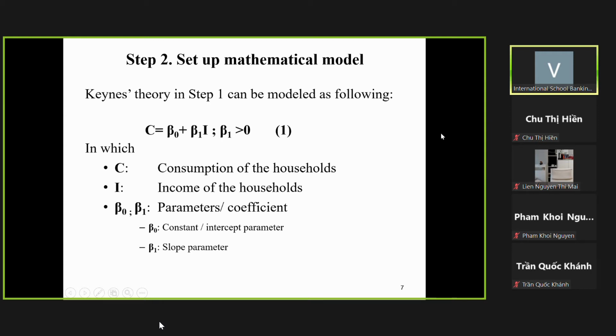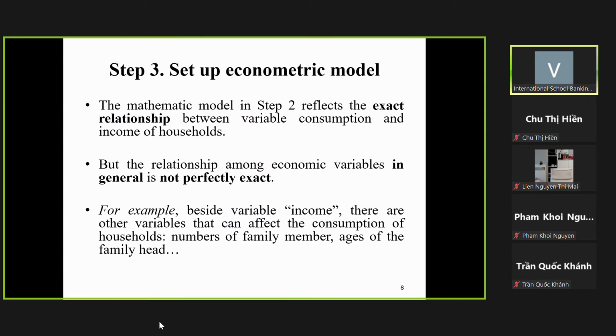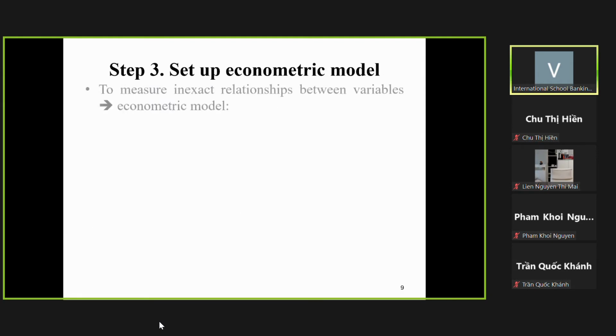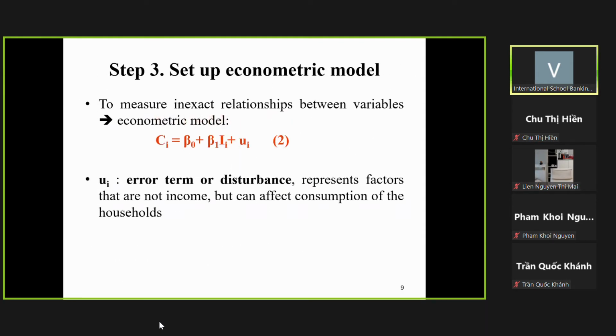Okay. So that's why econometric science suggests a model like this. This is the econometrics model. Here you can see the term, the factor U. In the econometrics model, we have a factor U. The factor U here represents factors that are not income but can affect consumption of households.